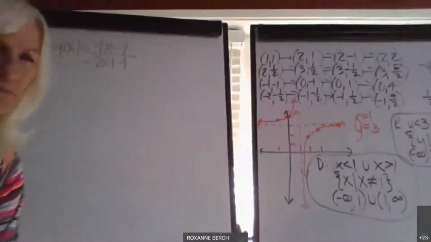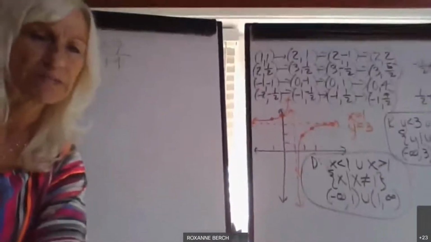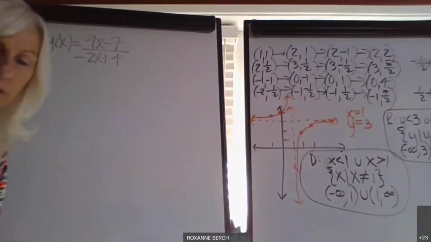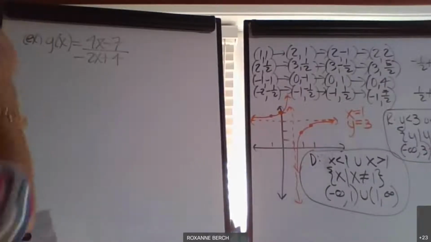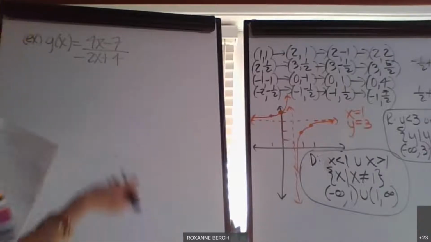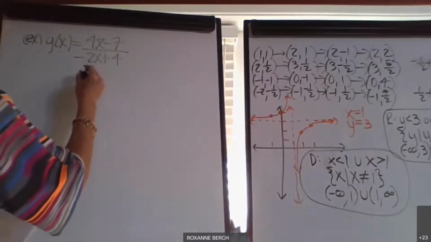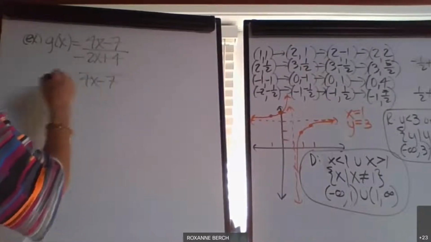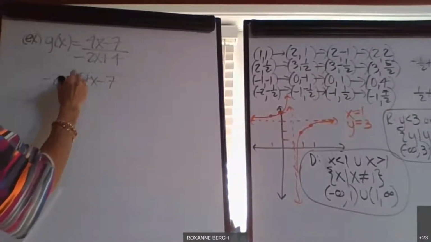All right. So here's another one of those fabulous problems that is not in the form. So I'm going to use long division to figure this out and put it in the form. So here we go. This is going to be 4x minus 7 divided by negative 2x plus 4.